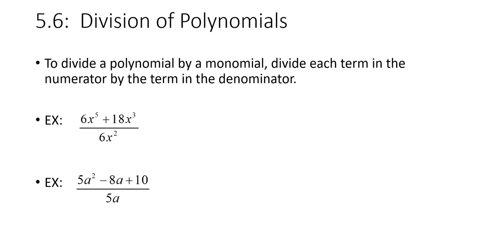In this section, we've got a couple of different types of polynomial division to look at. So the first type is what's sitting in front of us, dividing a polynomial by a monomial. And this is the easy type.